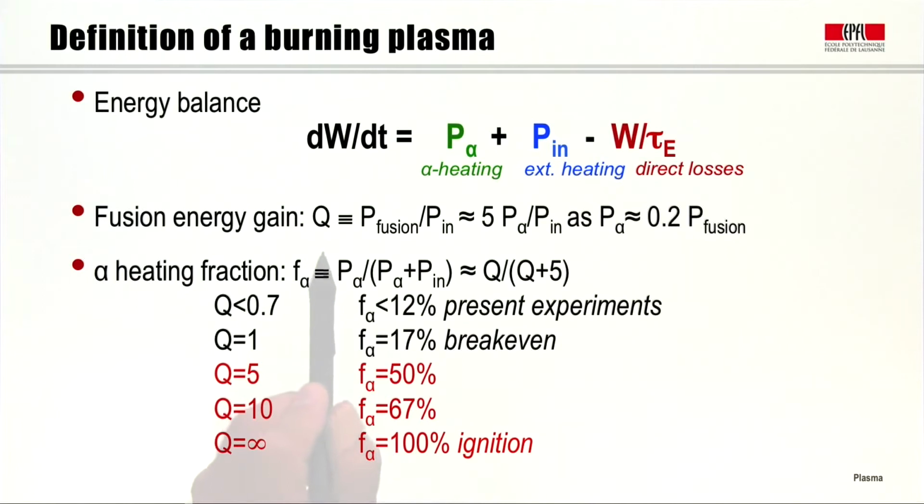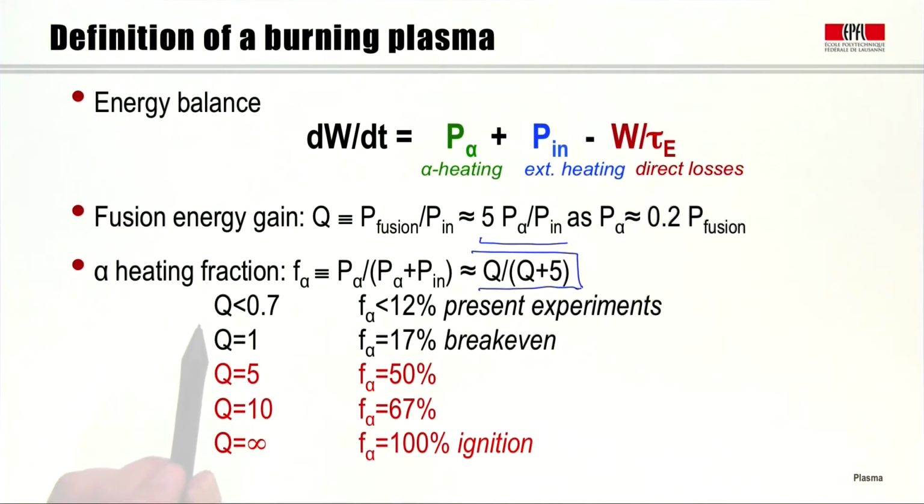Let's express the fusion energy gain, capital Q. That's the fusion power divided by the input power. And because the alpha power is about 1/5 of the total, we can write that that's about 5 times the power in the alpha particles divided by the input power. So if we are interested in the heating fraction that comes from the alpha particles, F alpha, which is the power in the alpha divided by the total power, that can be represented in terms of a very simple expression containing Q. That's Q over Q plus 5.